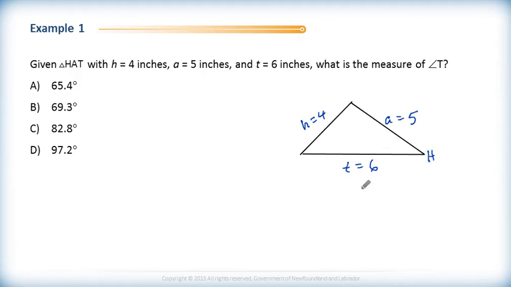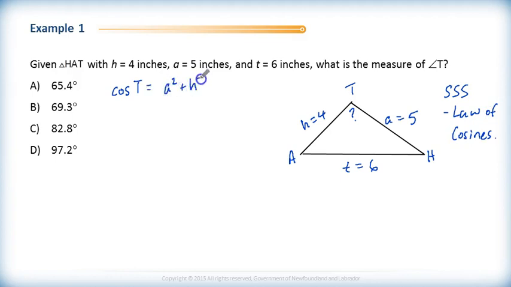Capital H on my diagram is right here. A is right here, and T would be up here. We have to find angle T. It's a law of cosines problem because we have SSS, three sides, law of cosines, or cosine law. So cosine of angle T would be equal to a squared plus h squared minus t squared, all lowercase, all over 2ah.